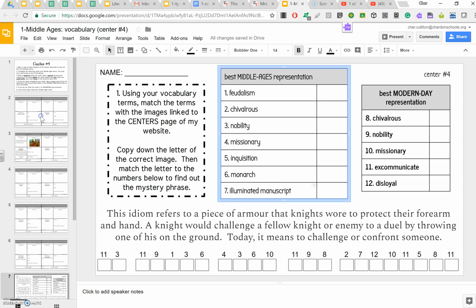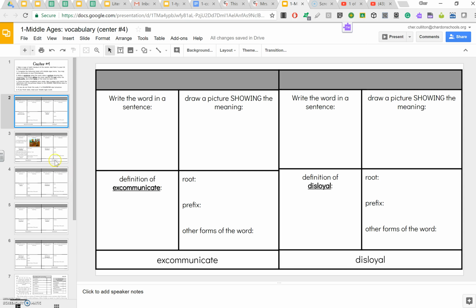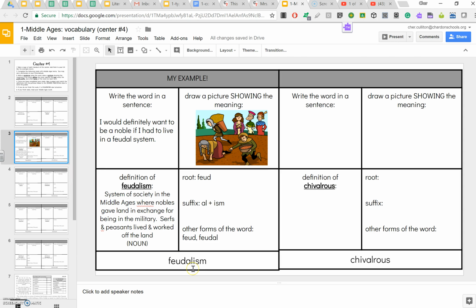So let's go back, though. I want to do one more example with you. So we already did excommunicate. Go find your card that says feudalism. And you can use all of my information here. Feudalism is the system of society in the Middle Ages where nobles gave land in exchange for being in the military. And you would become a knight at that point.